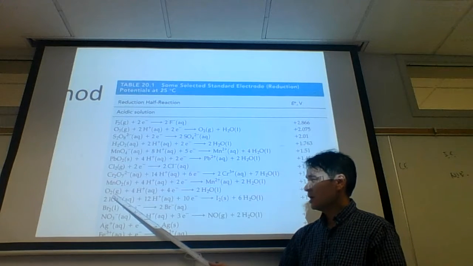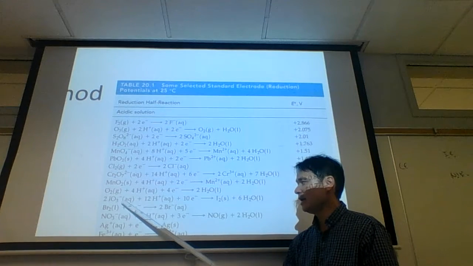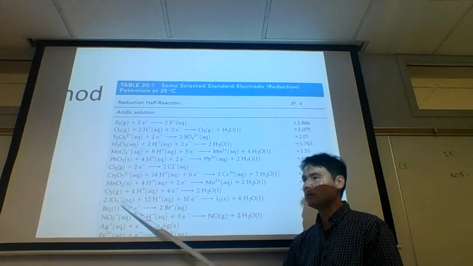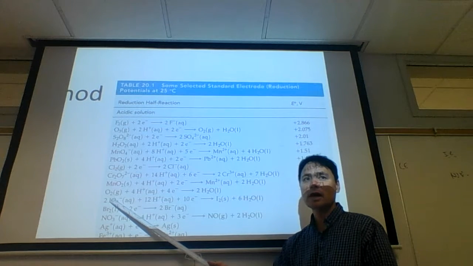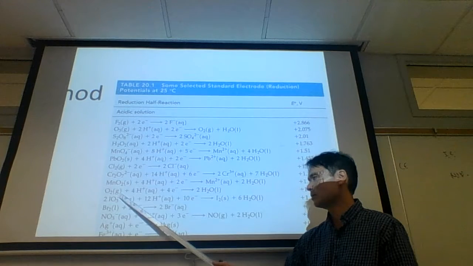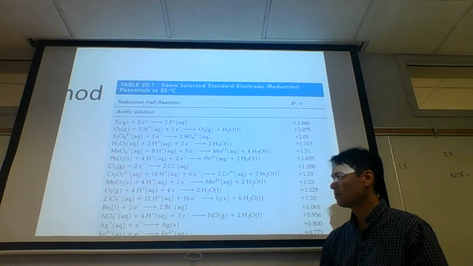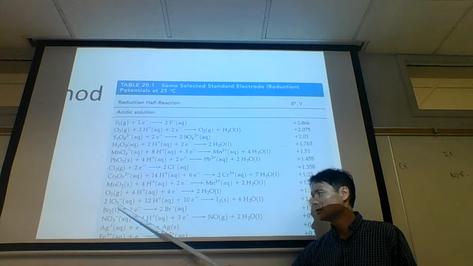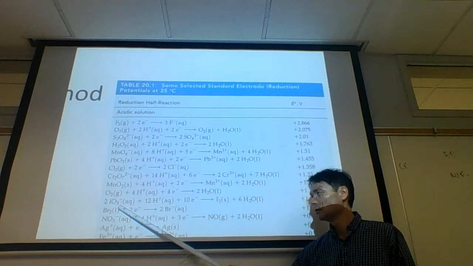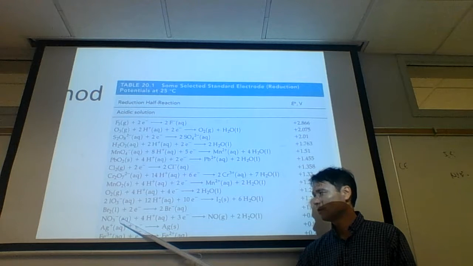Oxygen is a great oxidizer. In fact, that's where the name oxidizer comes from. It comes from the most common oxidizer that's around, which is oxygen gas. Oxygen gas is a pretty powerful oxidizer. Followed by, what's this? Iodate. Iodine's in the plus 5.